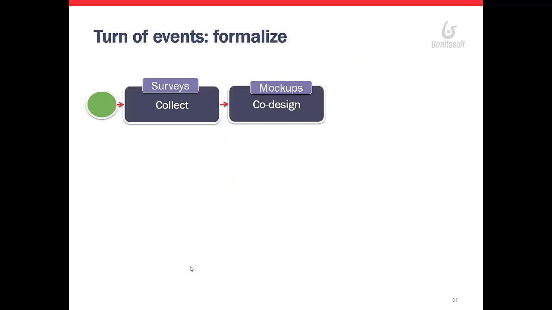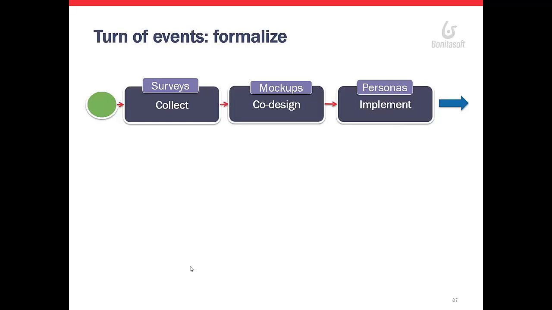Then how we formalized all of this in the process that we have put in place. We run surveys at our customers to collect information on the specific needs for a feature we want to develop. Then we create mock-ups in the form of co-design sessions with both customers and the R&D team and the product owner. Then we implement those things with the personas in mind, so that we always have a good sense of the level of information we want to provide.